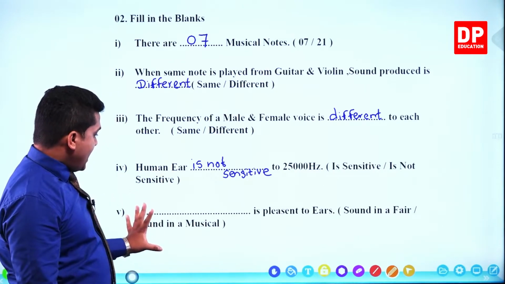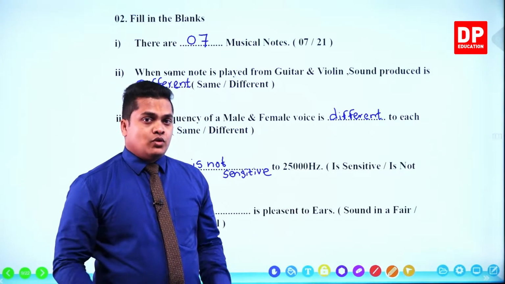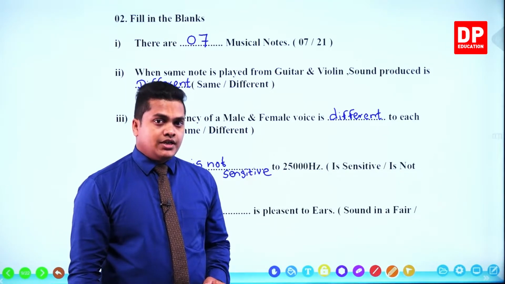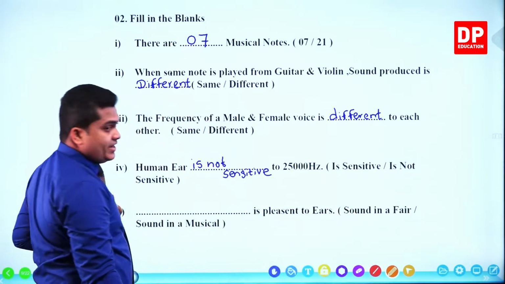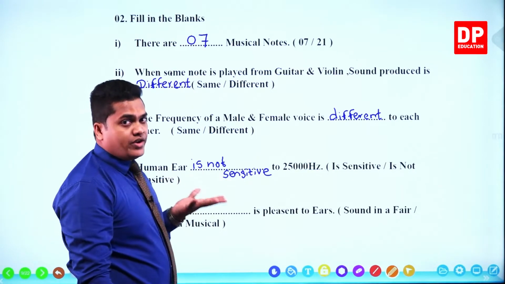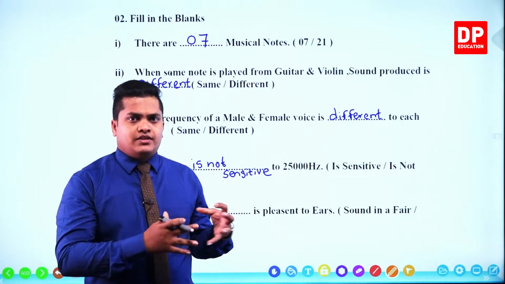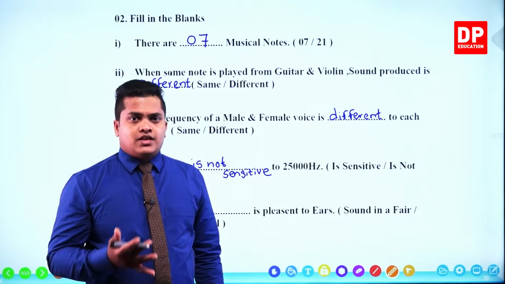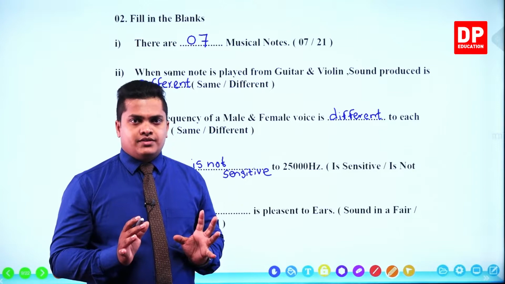Question number 5. Blank is pleasant to ears. So what kind of sounds are pleasant to our ears? Definitely those sounds should be musical tones. It is given, one is sound in a fair. Sound in a fair is a noise. It's a huge noise. Vendors are going to shout like this, buy this, buy this. It's a terrible noise, right? So it is incorrect. It's not pleasant to our ears.